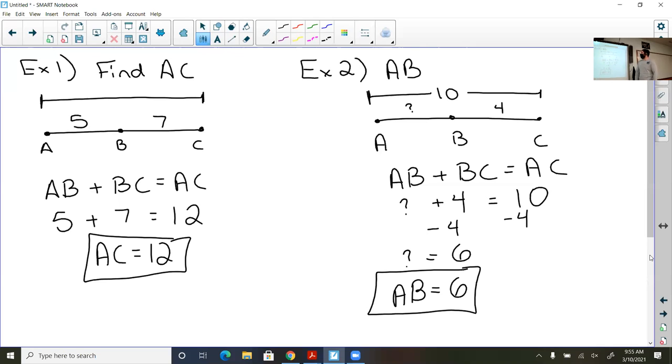The question is, could I bring the AB down? And the answer is yes, you could. The only reason why I didn't is just because I put a question mark in there. You could also replace it with a variable, or you could just go through and put an AB here and an AB there. If that's what works for you, then that works for me as well.